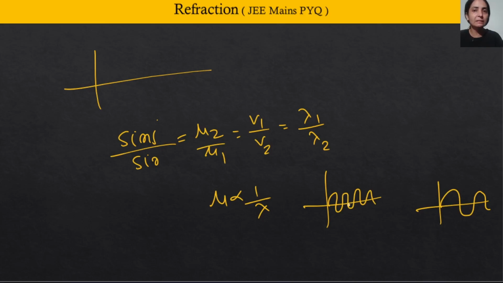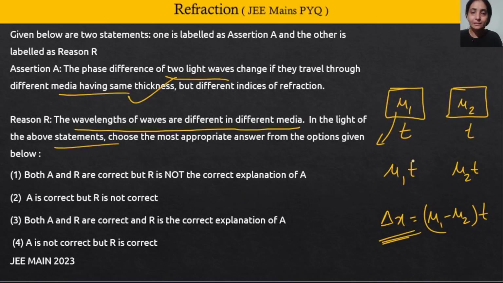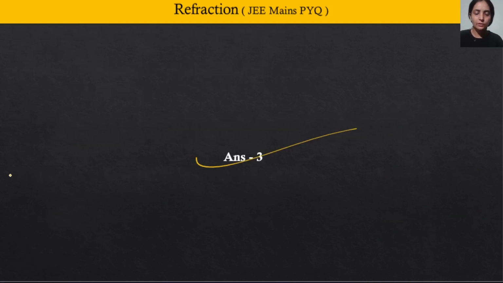1 wavelength, 2 wavelength, 3 wavelength, right? So obviously, the optical path length is becoming different because the wavelength of waves is different in different media. So the reason is also correct. Both A and R are correct, and R is the correct explanation of A. So third will be your correct answer. Okay? So this is your correct answer.